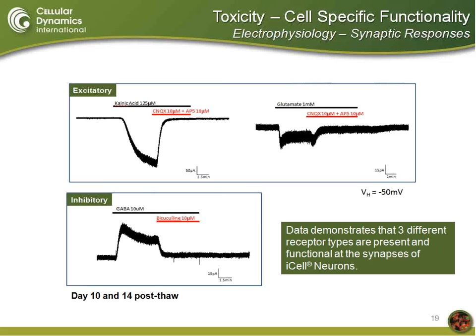Alternatively, when we look at the inhibitory currents, we see that treatment with the inhibitory agonist GABA causes a hyperpolarization, and then treatment with the antagonist bicuculline blocks that activity as well. So this data really demonstrates that we have the 3 different receptor types present in our cells and that they are all functional. So the e-phys data here shows that our cells can be used for studying both ion channel and synaptic responses.